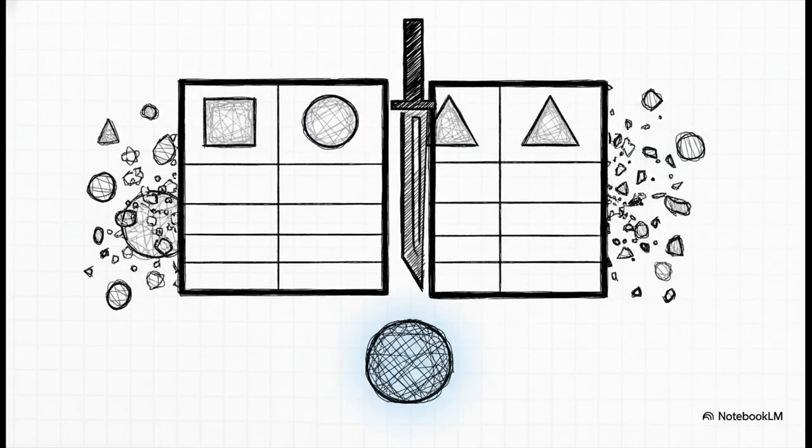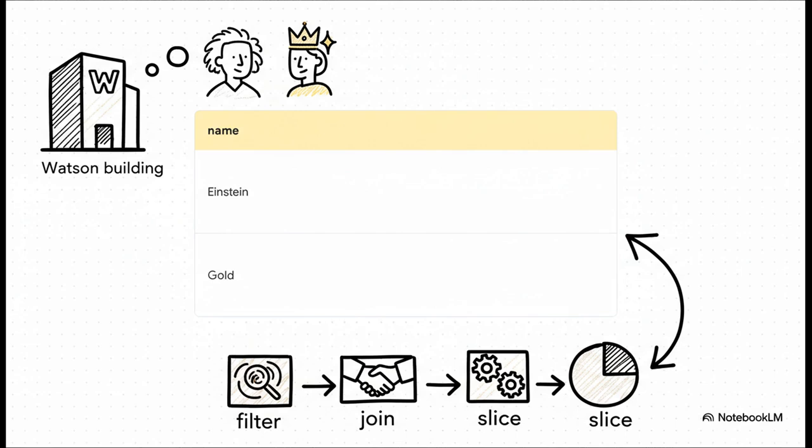And for the final move, step 3, we take that combined list and we bring in our slicer tool, the project operator. We tell it to just throw away all the other information and give us just the name column. And there it is, our answer. The instructors in the Watson building are Einstein and Gold. Case closed. We solved it by composing 3 simple operations, filter, join, and slice, into one single, powerful expression.